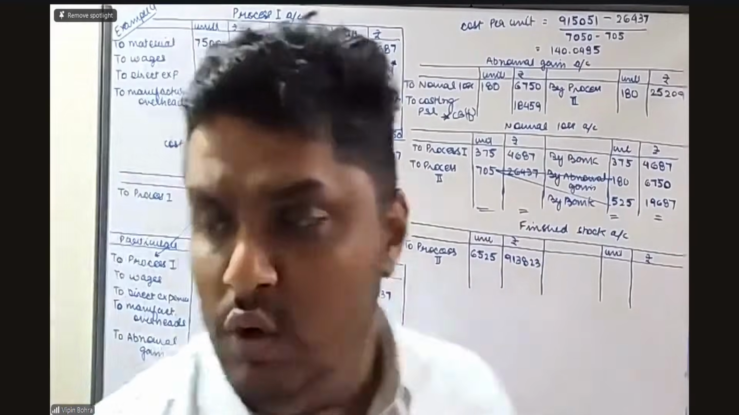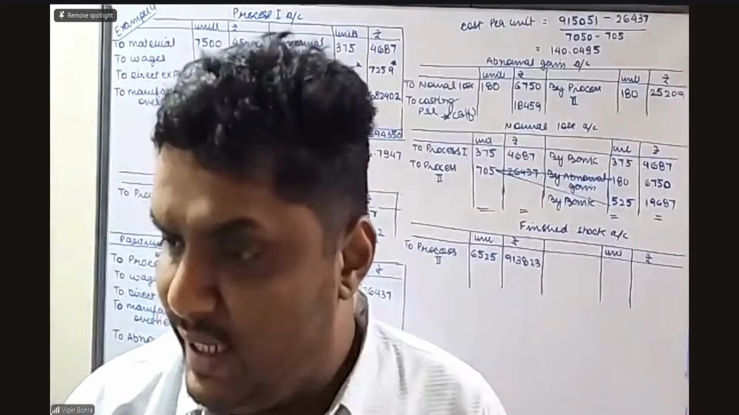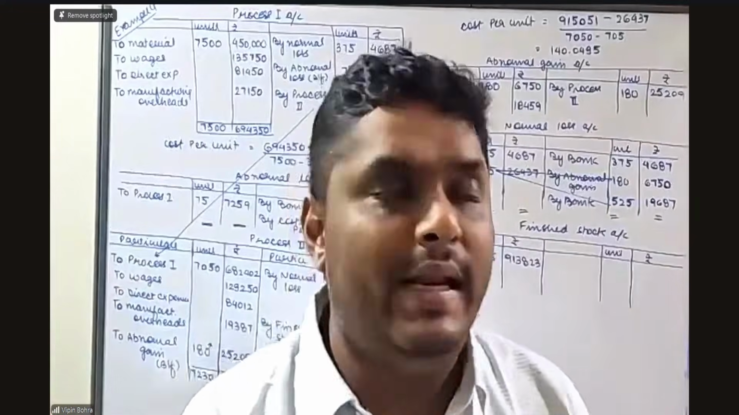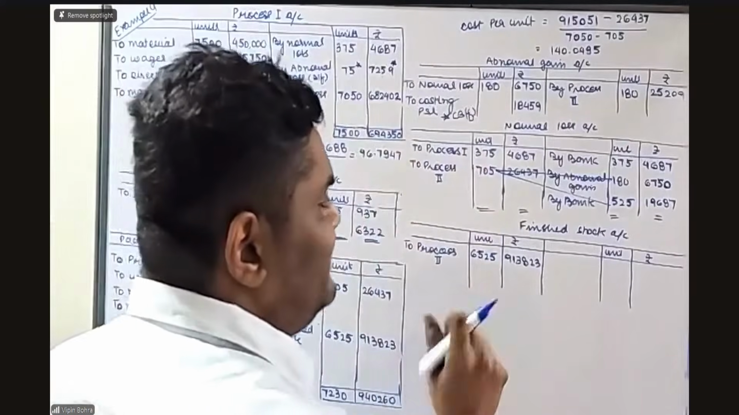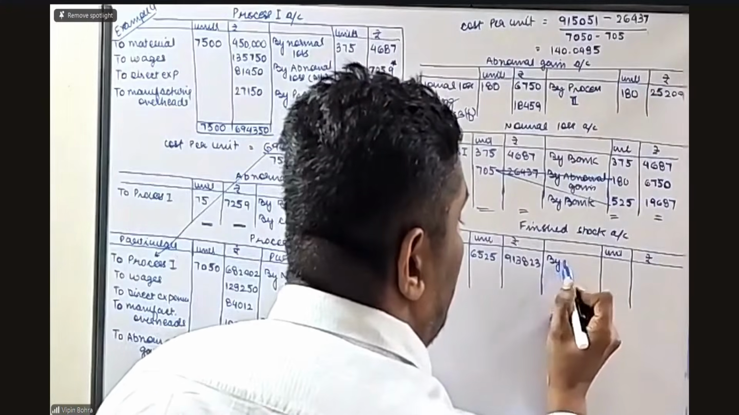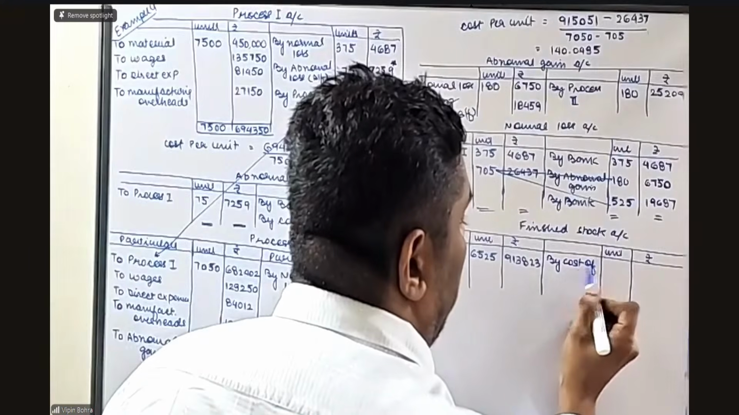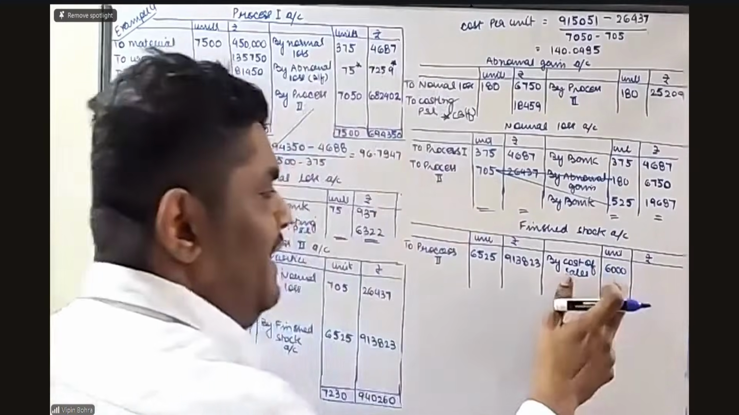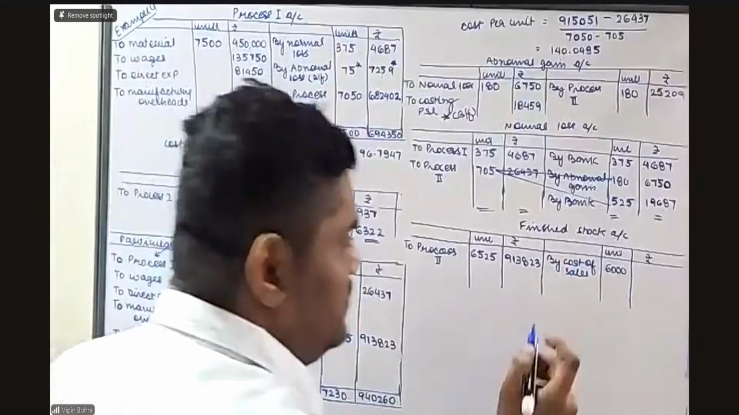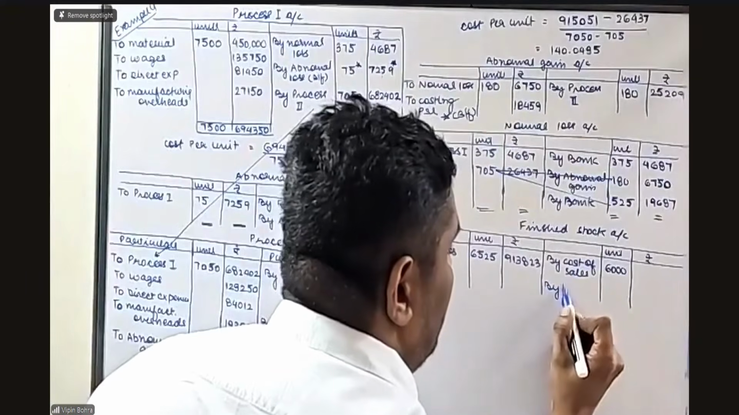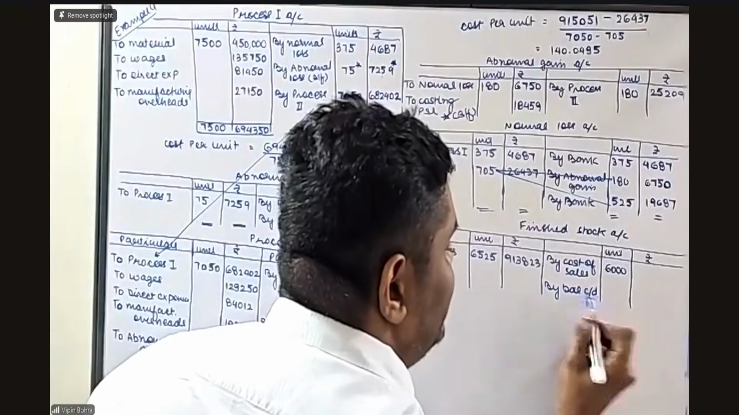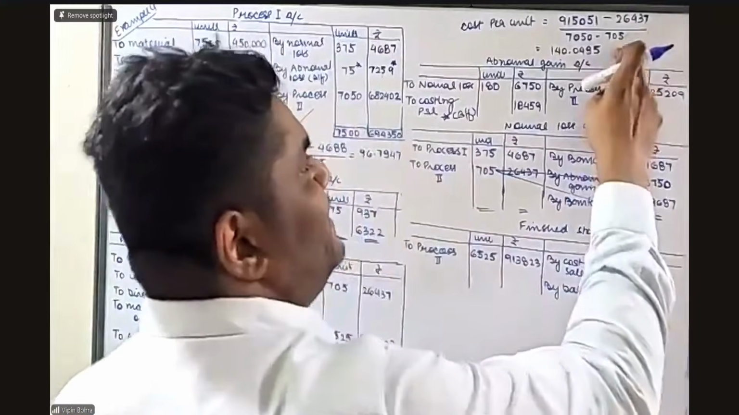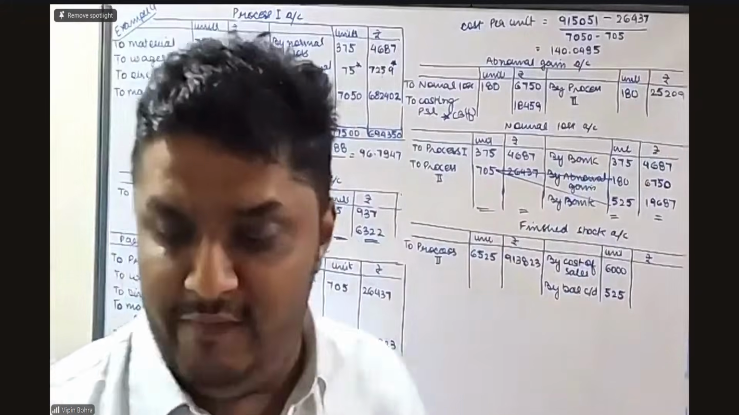So now, out of these units received from process second, it is given that 6,000 units were sold in the market. Out of 6,525, the units that were sold in the market is 6,000. So this will be my cost of sales, and the balance will be still in stock, that is 525 units. Their value will be the same, 140.0495.